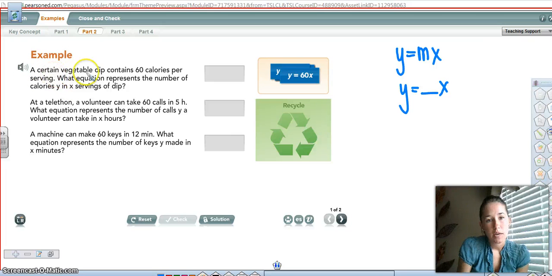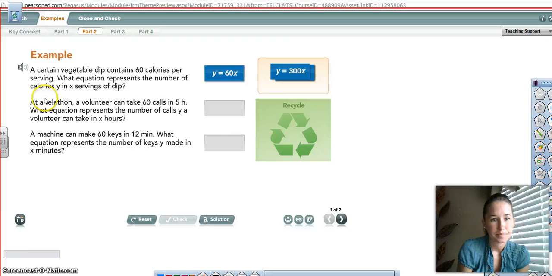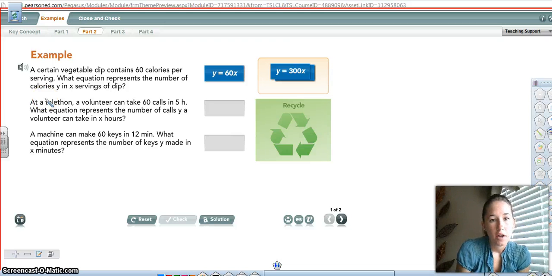A certain vegetable dip contains 60 calories per serving. What equation represents the number of calories y in x servings of dip? Well, our unit rate is 60 calories per serving, one serving. So 60 is our unit rate. We can go through and find each unit rate, and then we can sort out the equations. At a telethon, a volunteer can take 60 calls in 5 hours.